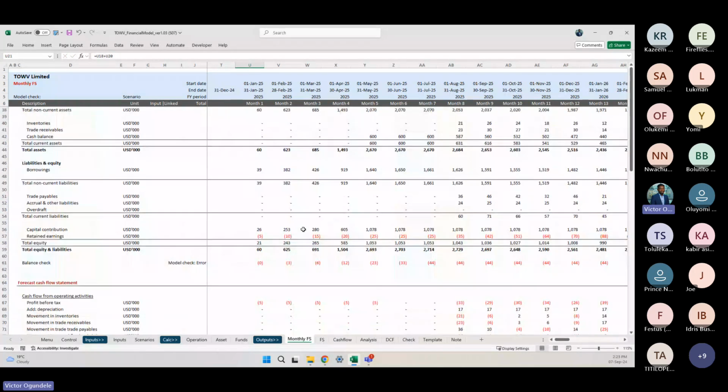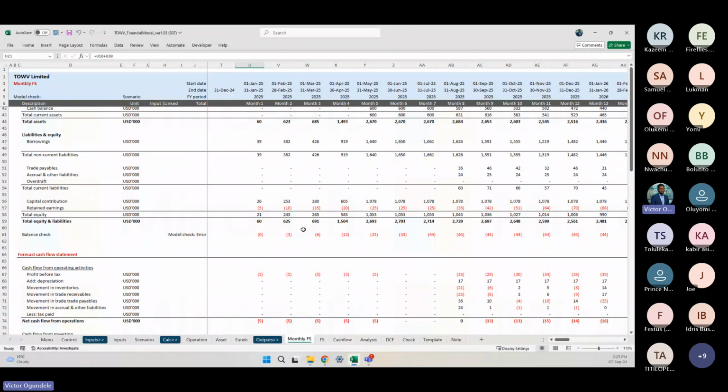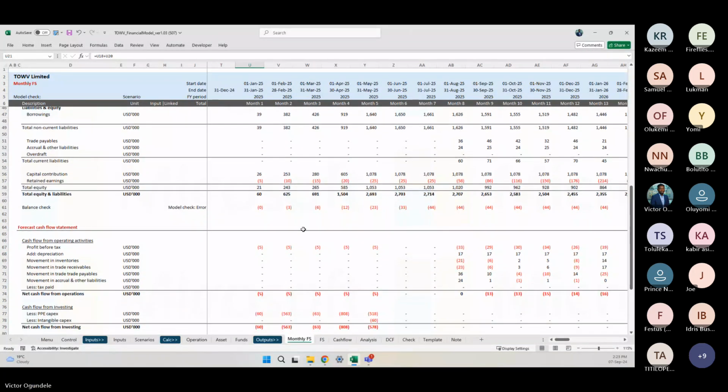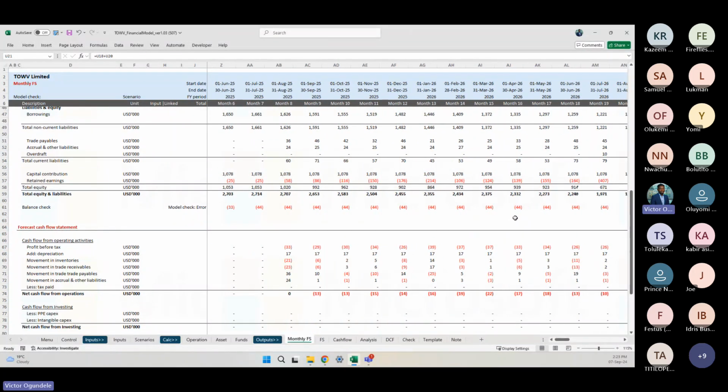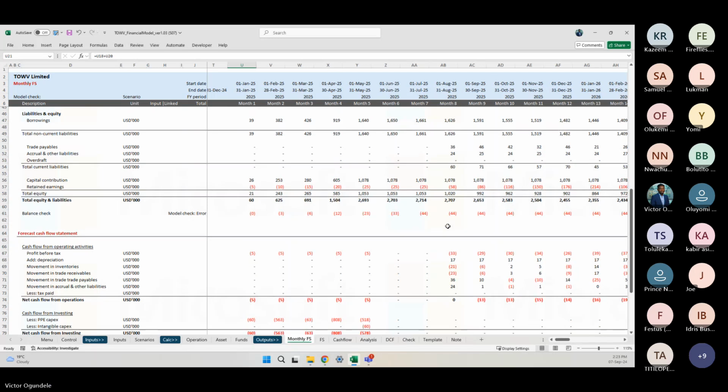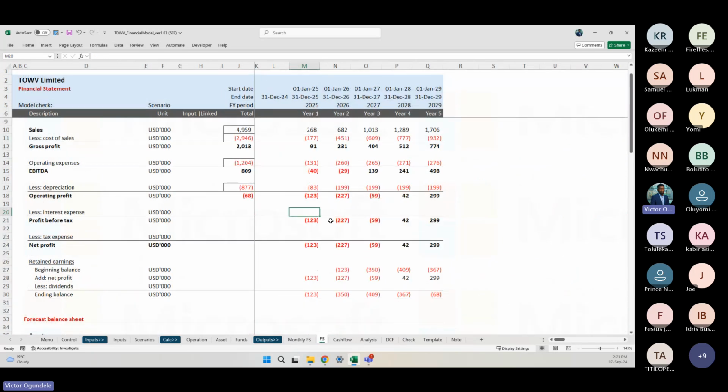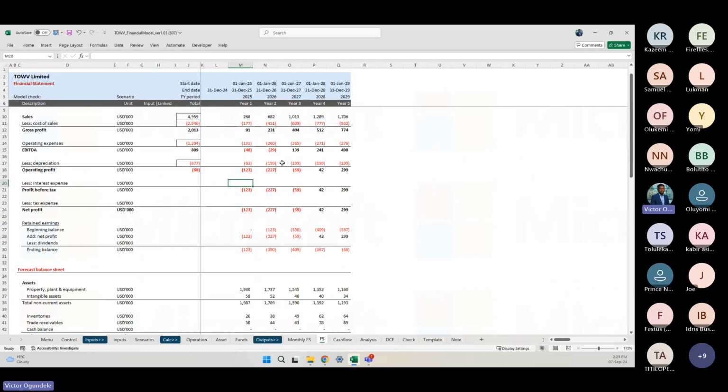Okay, so check your model. Your model will not balance now, and if you look at it, you see that it's almost 44. Go to your annual financial statement and do the same thing. You can copy the formula for your depreciation and put it under your interest expense. Remember to also update your profit before tax formula, change it to plus.